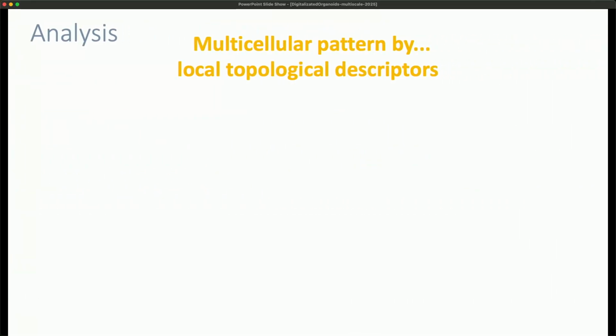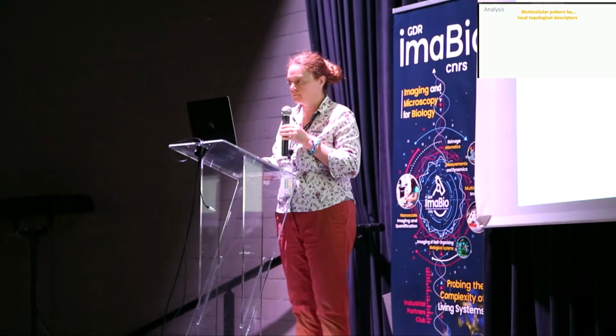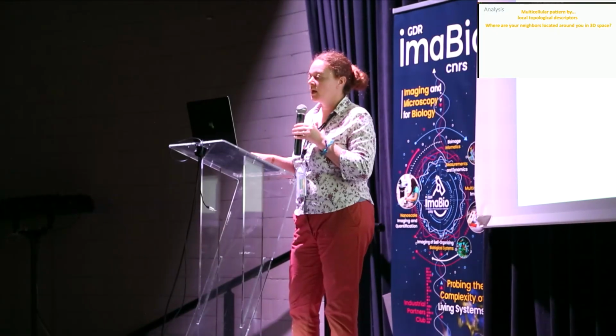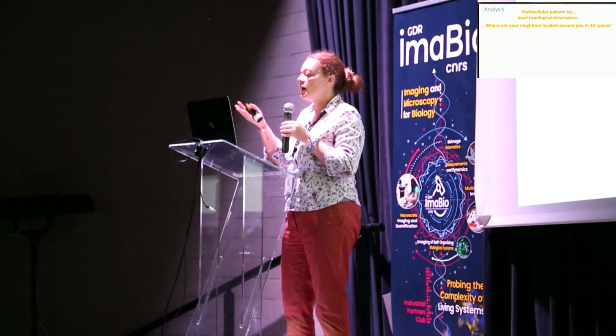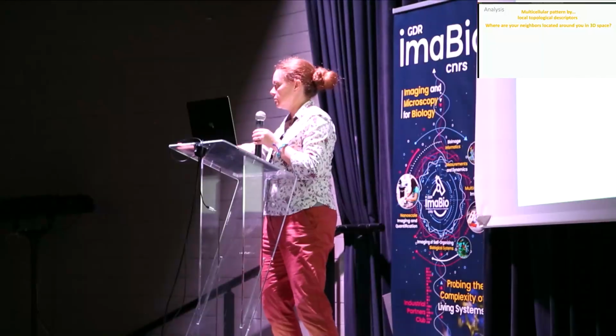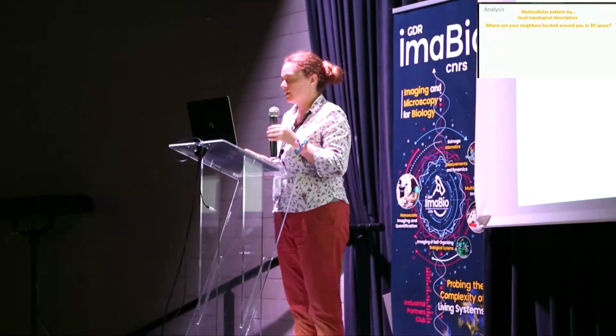So for the multicellular pattern, we have decided to try something that could be a little bit more universal, and to be able to answer as much as we can different types of questions in terms of organization of the cells close to each other, and to not have any a priori of the structure that you want to analyze. So for that, you are simplifying the question by asking yourself, around you, where are your neighbors located in the 3D space? So more or less here, we are all at the same level, randomly distributed in one plane.